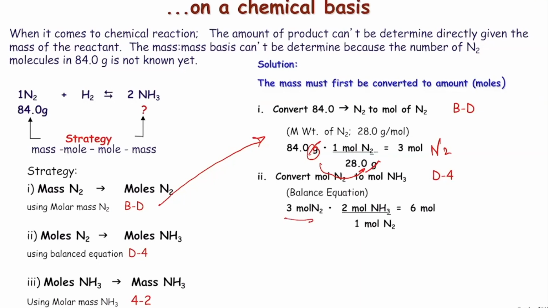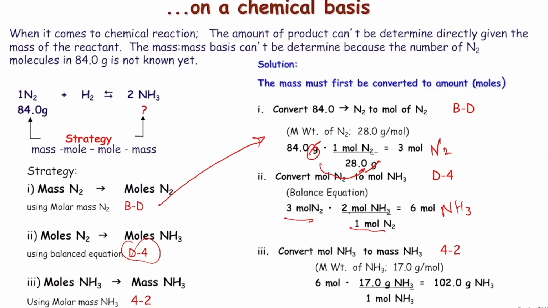Then our second step: our balanced equation shows us that for every 1 mole of nitrogen, there are 2 moles of ammonia. That's from the balanced equation, the 1:2 ratio. That is the mole ratio. So when we do this, we get 6 moles of ammonia in NH3. That's D to 4.